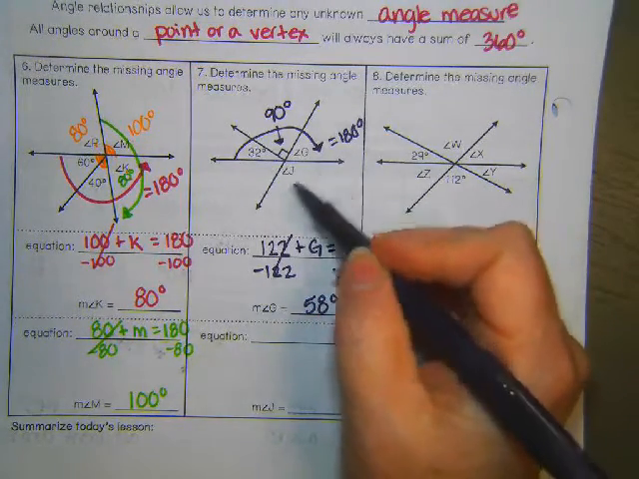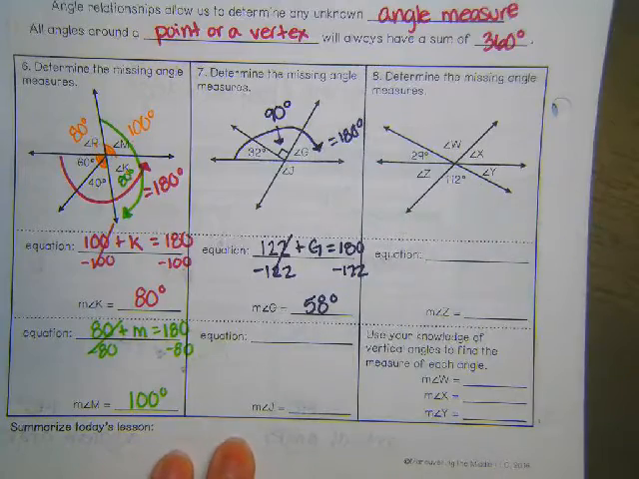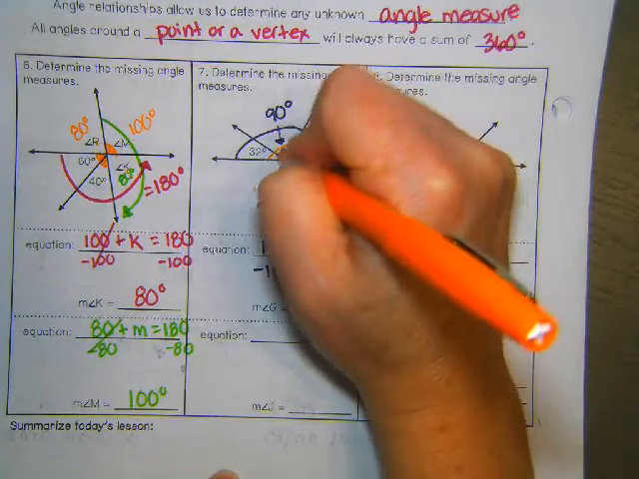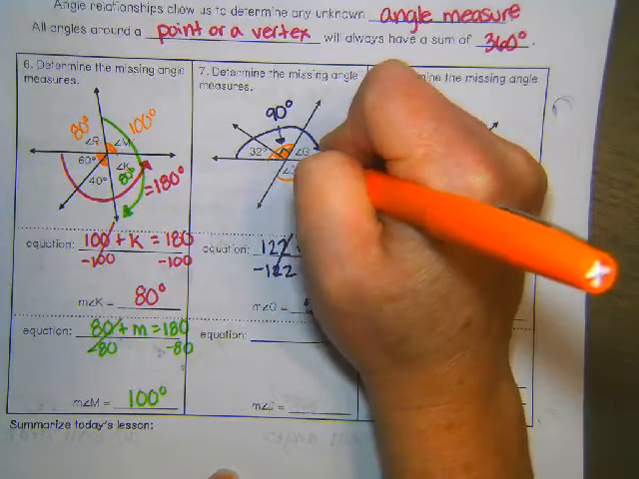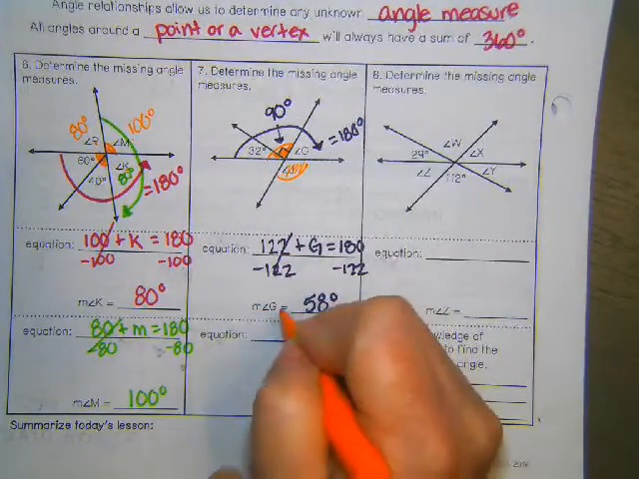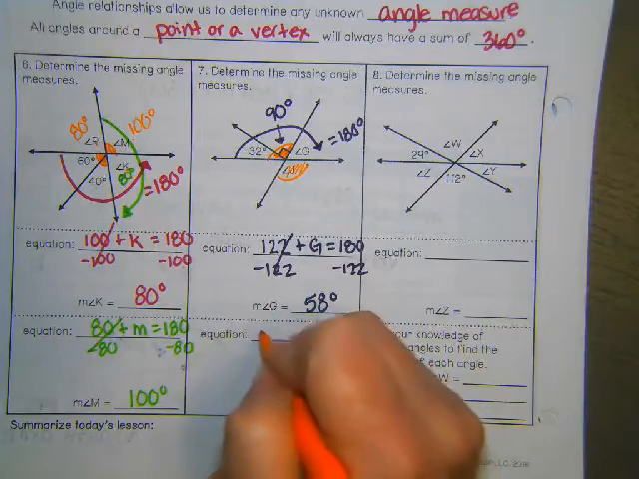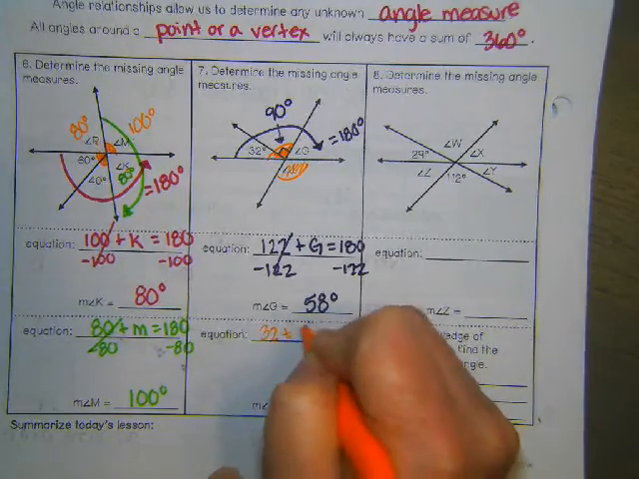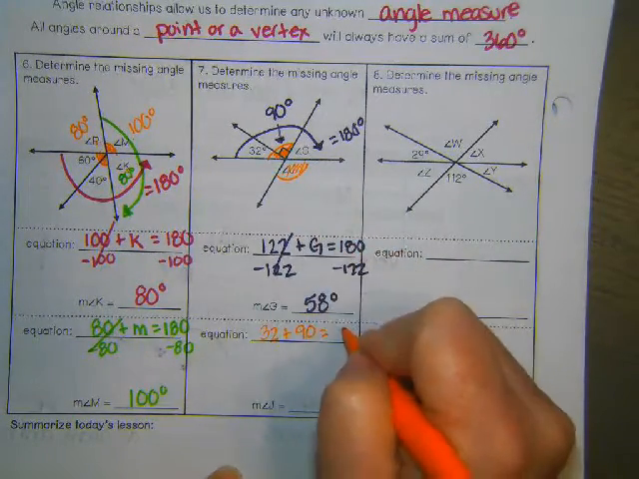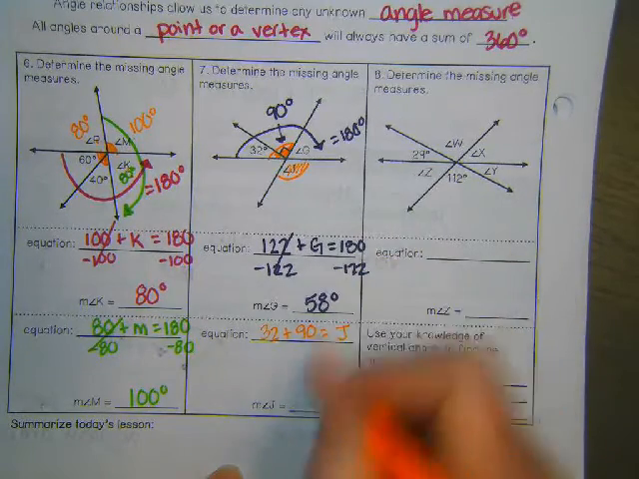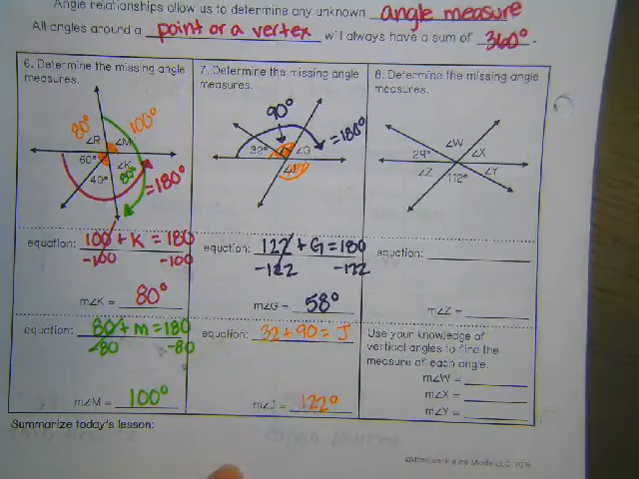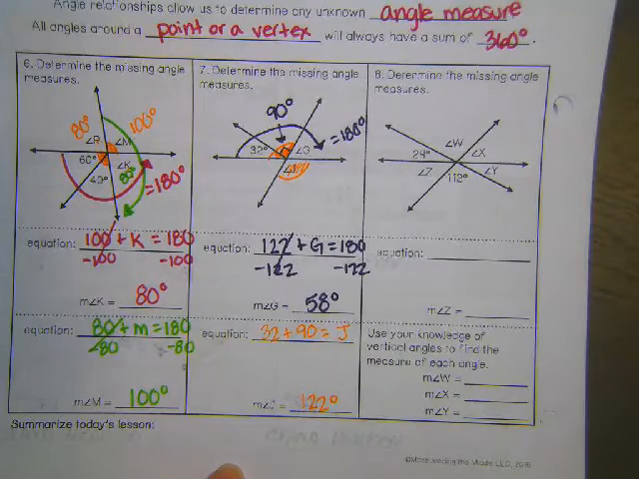Now if I want angle K, I could do it a couple of ways. I could notice right here that these two, if I put them together, are directly vertical from this one. So all I need to do is say 32 plus 90 equals angle J. So if I add those two together, I get 122 degrees. That is one way I could have looked at it.